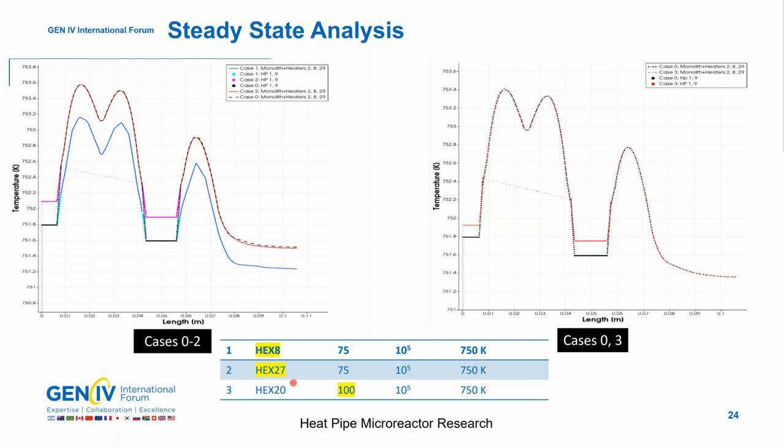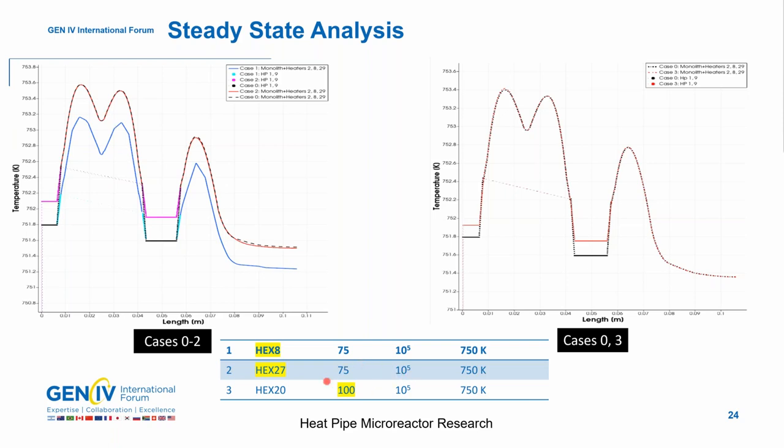If we increase the number of nodes from 20 to 27, the results do not change too much, which means HGX-20 is our best option. We don't want to reduce it and lose prediction accuracy, and we also don't want to increase it and reduce the calculation speed.